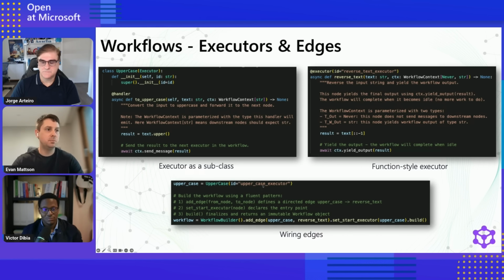And then we mentioned in the previous slide that there's a fluent builder. So we can see the workflow builder adding an edge. So we're adding uppercase, it has an edge between uppercase and reverse text. And then we're just telling the workflow that the start executor is our uppercase executor, and then we're building it. We get a workflow object type back after we call build. And so, adding edges, we'll get into this in another slide, but it can be an executor edge. It can also be an agent edge.